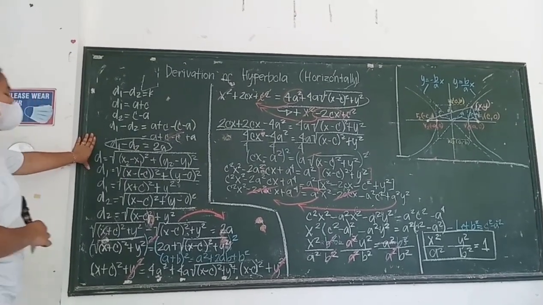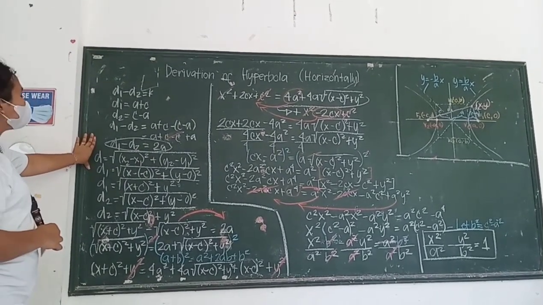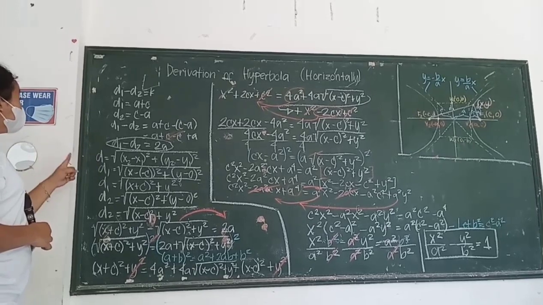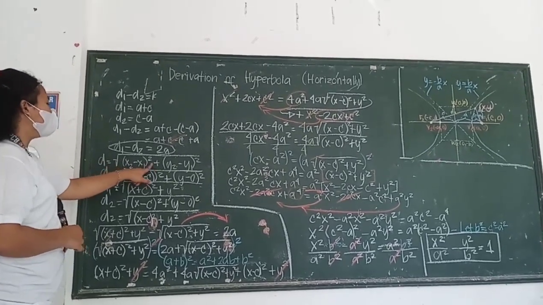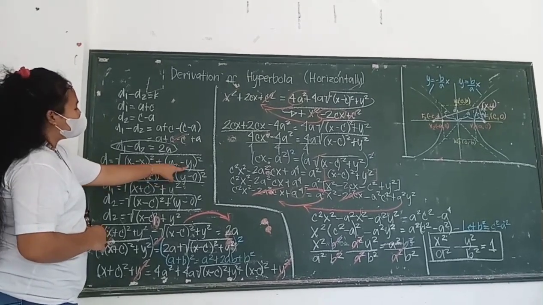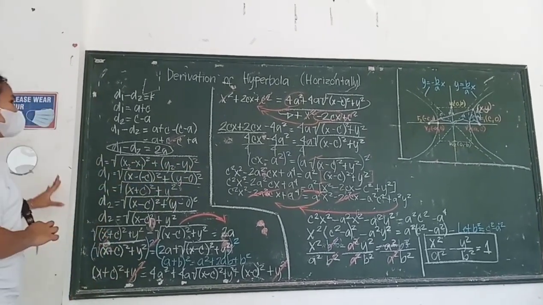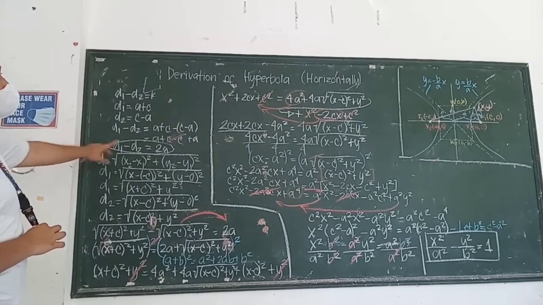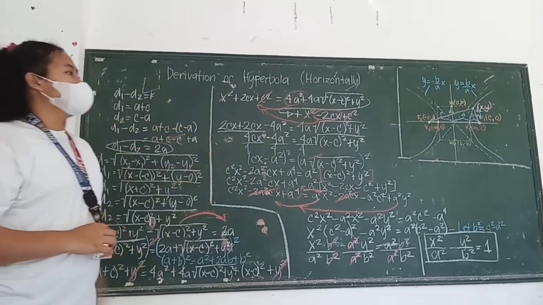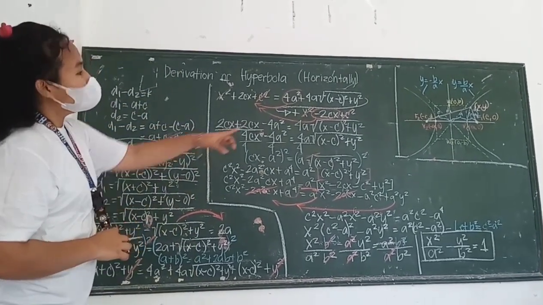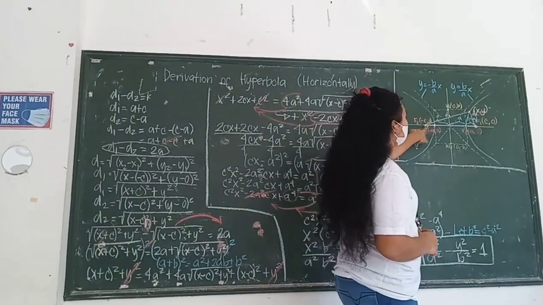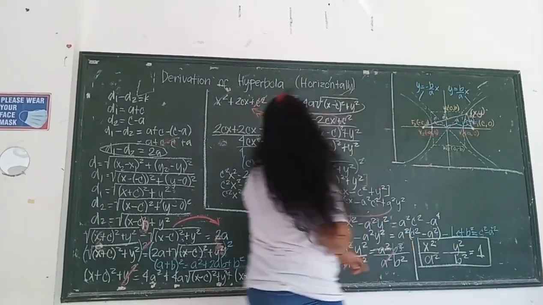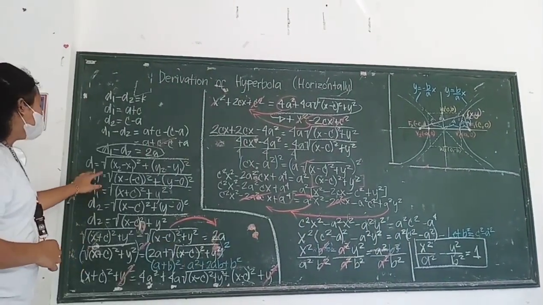So as you can recall, our distance formula is the square root of the quantity x sub 2 minus x sub 1 squared plus y sub 2 minus y sub 1 squared. So what I am going to do is put the coordinates of distance 1 there. The coordinates are negative c, 0, and x and y.